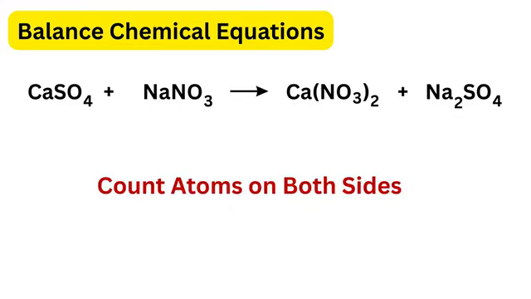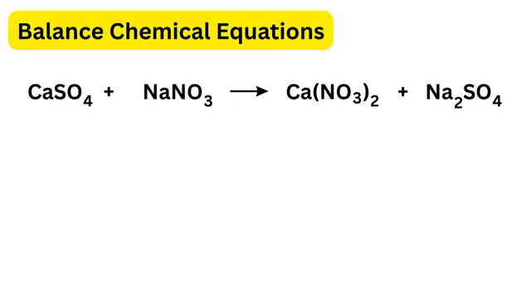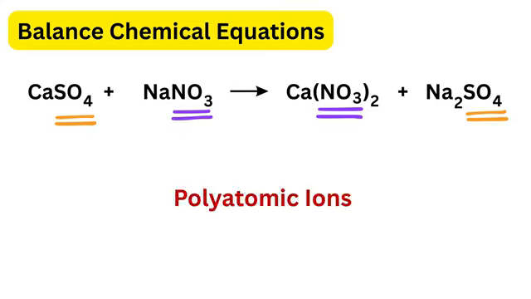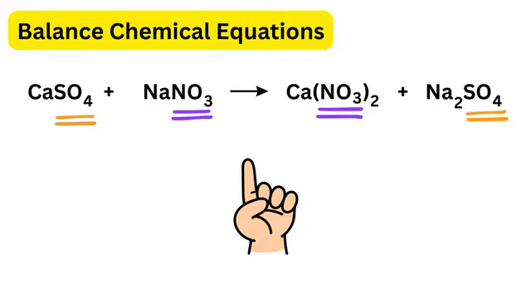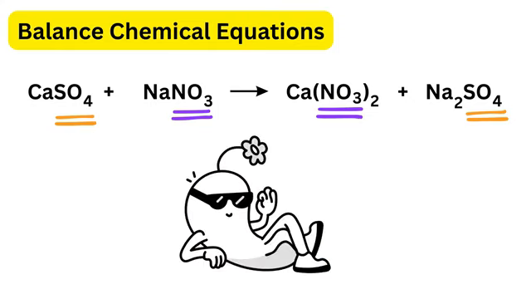Step 1 is to count atoms. But here, instead of splitting everything apart, we notice something important. On both sides of the equation, we have the same group SO4 and also the same group NO3. These groups are called polyatomic ions. They stay together like a team, so we can count them as one unit instead of breaking them into sulfur and oxygen or nitrogen and oxygen. This trick makes life easier.